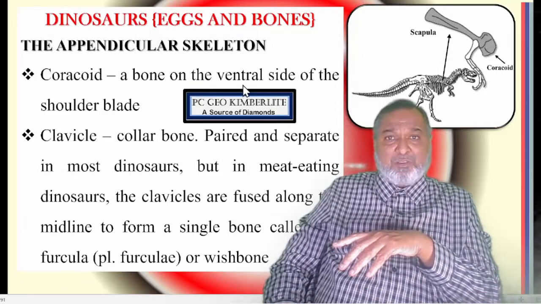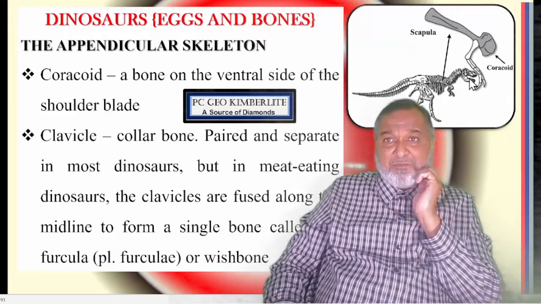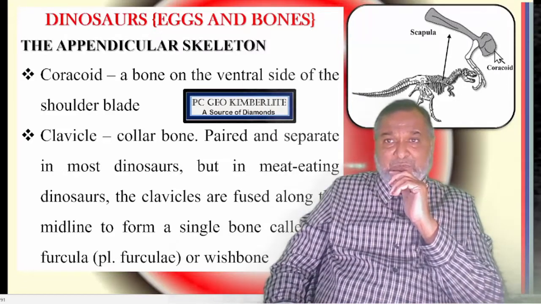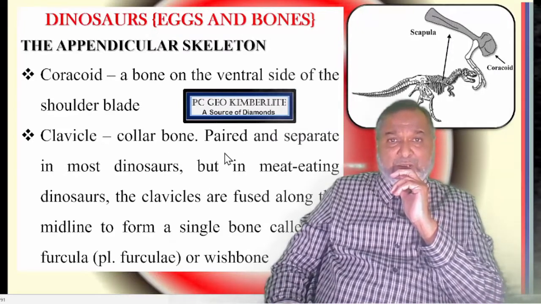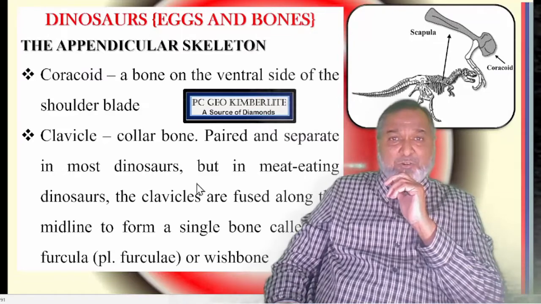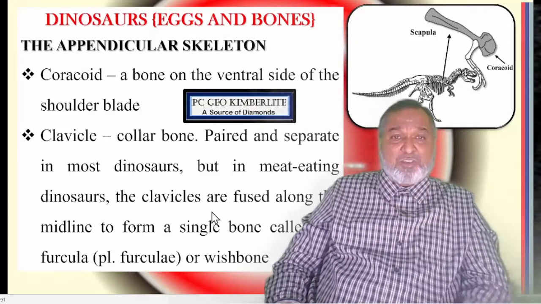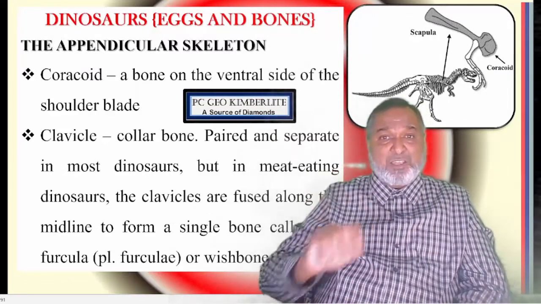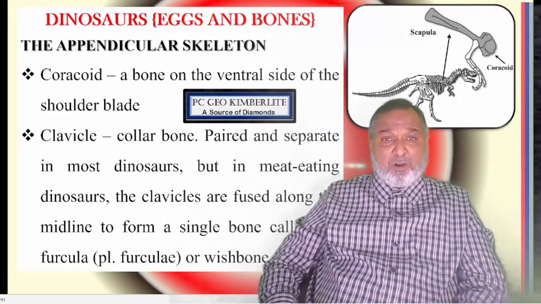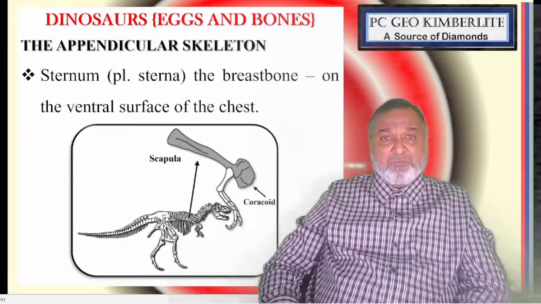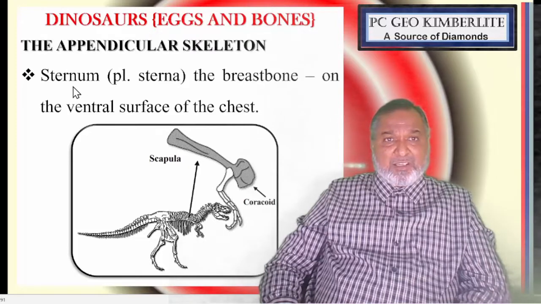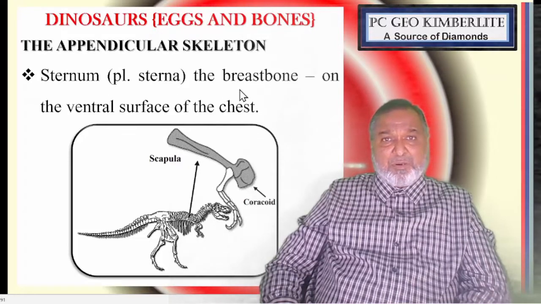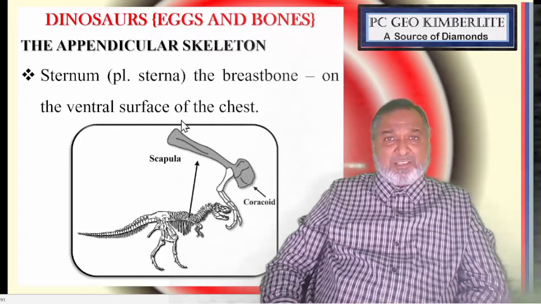Coracoid, a bone on the ventral side of the shoulder blade. This is the ventral side bone that has been given here. Clavicle, the collar bones, are paired or separate in most dinosaurs, but in the meat-eating dinosaurs, the clavicles are fused together along the middle to form a single bone called the furcula, or wishbone. Sternum, the breastbone on the ventral surface of the chest.